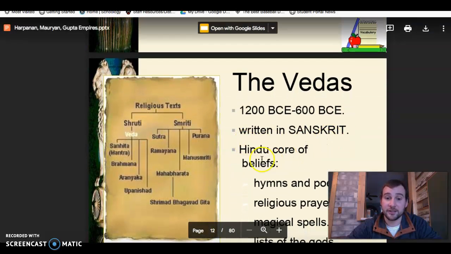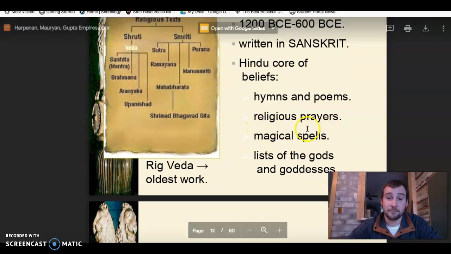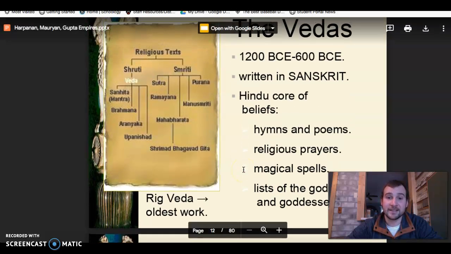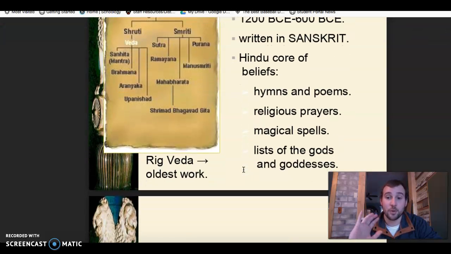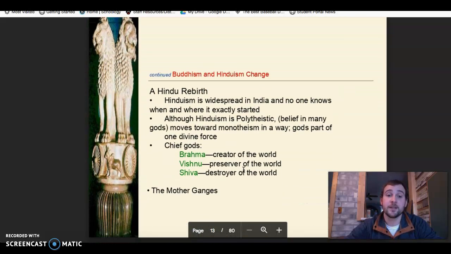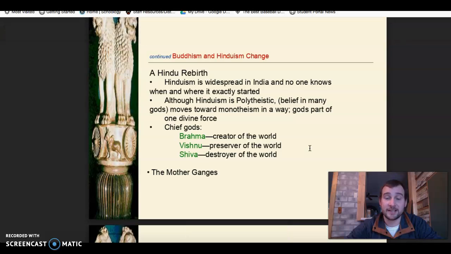It's written in Sanskrit. It's the core beliefs. Inside of it, there's hymns, there's poems that you could sing, religious prayers, magical spells, a list of all the gods and goddesses, because Hinduism is polytheistic, with multiple gods. We're just going to focus on 3, but I just want you guys to know that there are literally hundreds. Hinduism is widespread in India, and no one knows when and where it exactly started. There is no person who comes up with the religion. It's been lost to time.